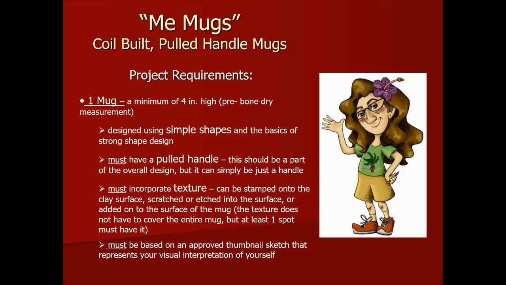That means our composition should look good from every angle. You'll be turning in one finished mug. It will be a minimum of 4 inches high. That measurement will be taken before it completely dries out. This is to see that through perseverance, you can build your mug to an exact height. Your design should be based on simple shapes, and how simple shapes can communicate strong designs. Your mug must have a handle. The handle should be well thought out and should be an integral part of the design. But it's okay if it's just a plain handle too.